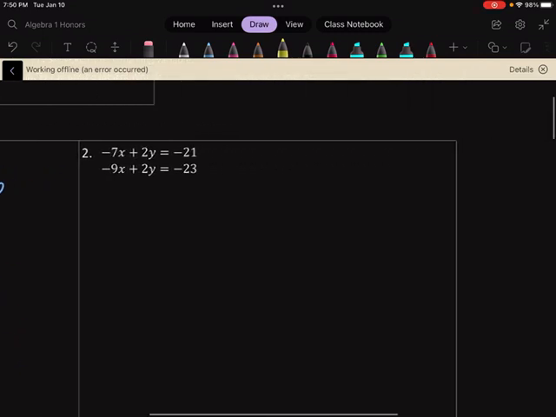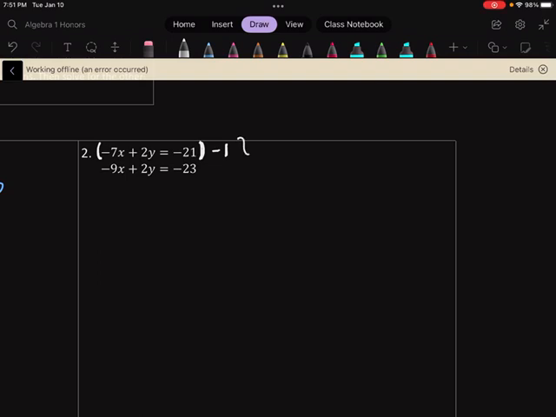Okay, so what if I go to something like this? -7x, -9x, those aren't nice. But 2y and 2y, that's kind of nice. If one of them was a negative, it'd be even nicer because then it'd be opposites. So I'm going to have to multiply this by a -1. You can multiply the bottom one by a -1 too. It doesn't really matter, as long as your y's become opposites.